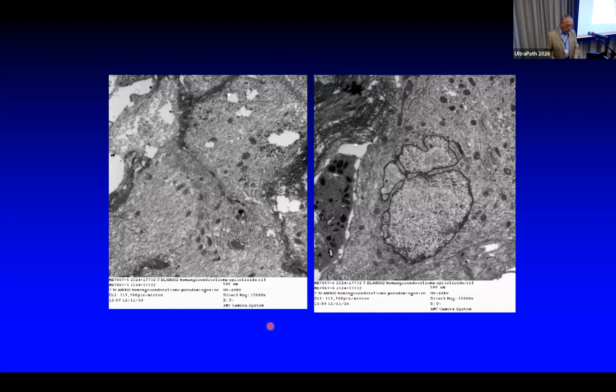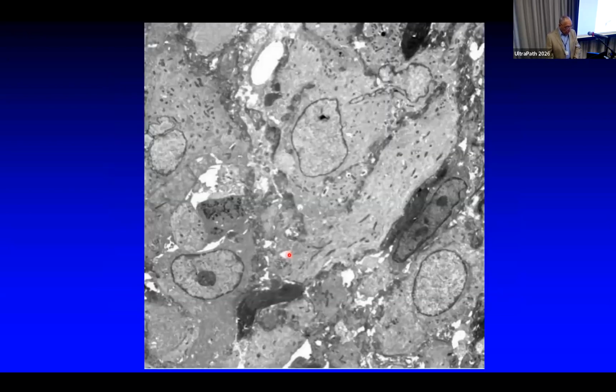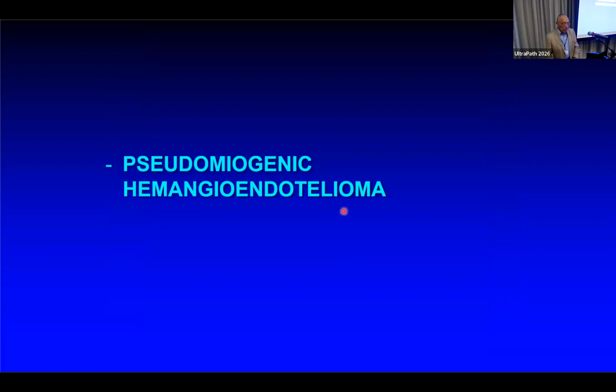The electron microscopy, I think this is the first time electron microscopy is done in this type of tumor. It showed ample cytoplasm, rich in intermediate filaments, and these rods, which are Weibel-Palade rods. These are illustrated better here. And this is a new entity called pseudomyogenic hemangioendothelioma.